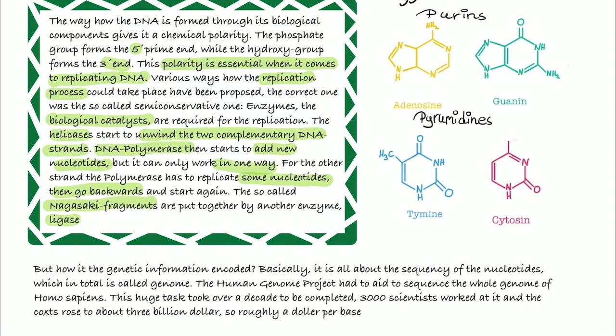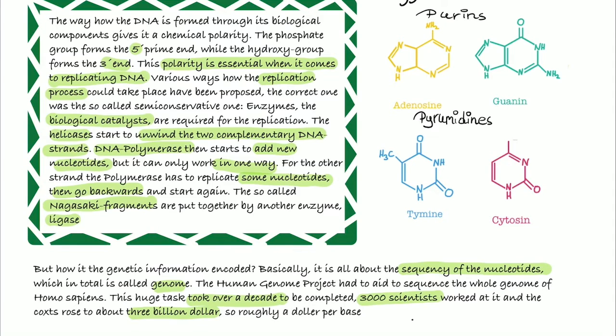So that's actually everything that defines us within these 3 billion base pairs. To sequence the whole genome was a huge task. It took over a decade. Over 3,000 scientists were involved, and the cost rose to about $3 billion. So every base costs about $1, which is incredible.